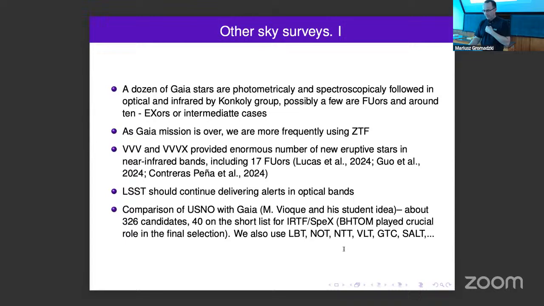I made a short list, mostly using Dehatom. I was searching for stars to observe on IRTF at Mauna Kea, and this project is still ongoing. And we are, of course, using many other telescopes because the group is quite large, with people from Italy, France, who have access to different telescopes, and from the Canarian Islands as well.